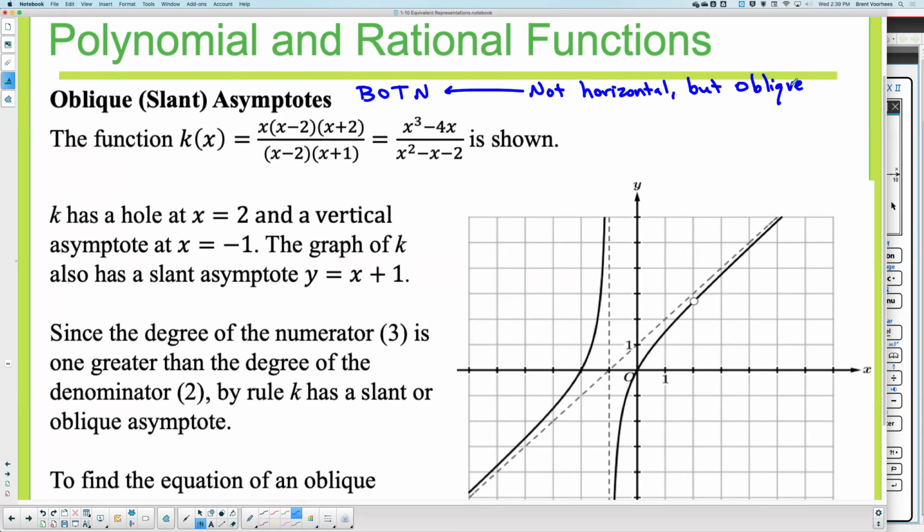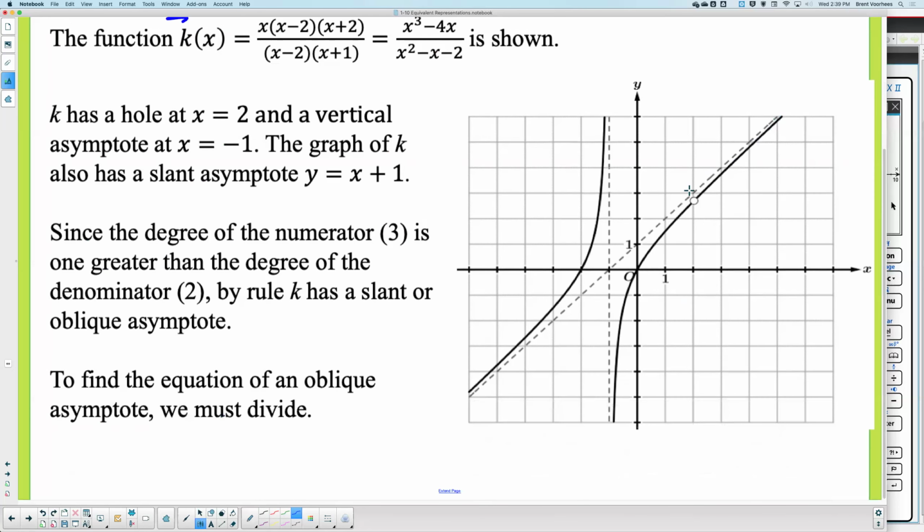Now, what does oblique mean? Oblique means slanted. Okay, so we don't have much time to go through this, but just look at this graph, this asymptote. Is that a horizontal asymptote? No. We could use our Algebra 1 to get the equation for this really quickly.